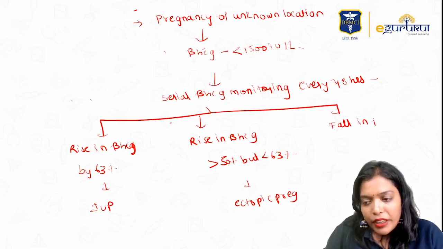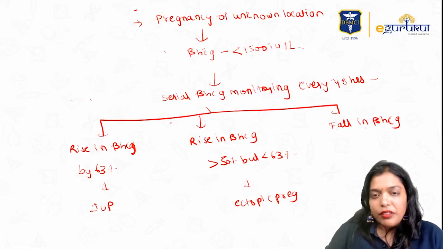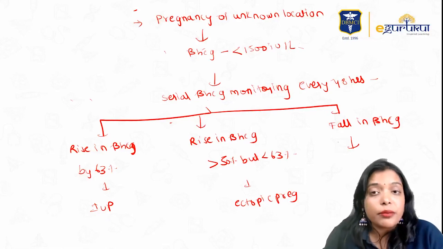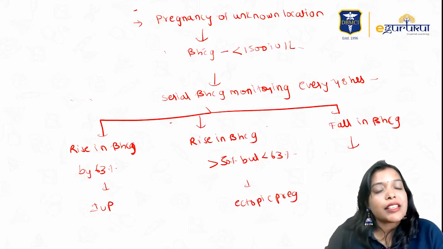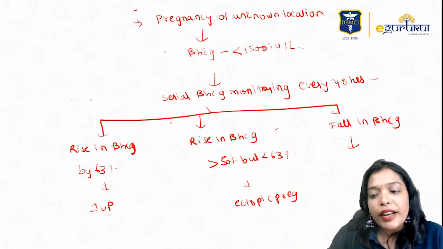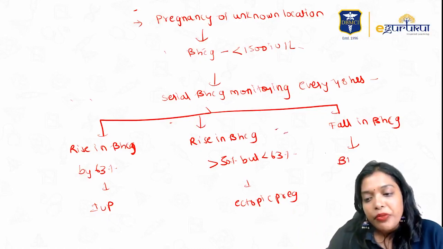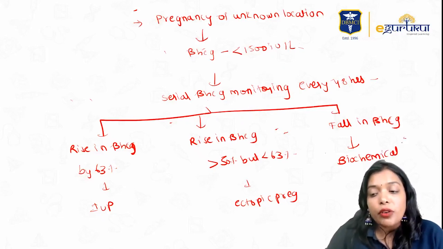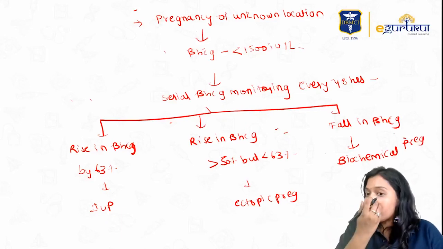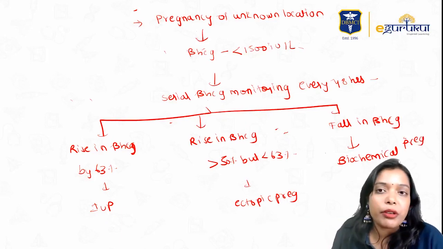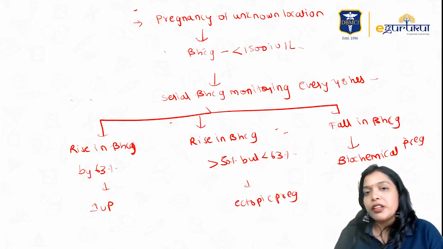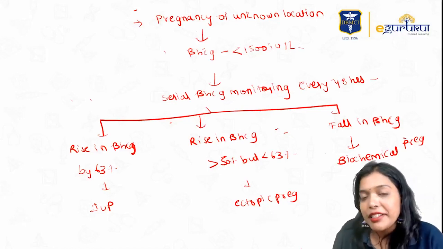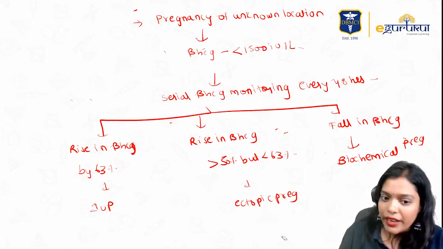And if there is a fall in beta HCG, then it is a missed miscarriage. But here the gestational sac is not at all formed. So this is called biochemical pregnancy. It is a pregnancy which is positive only on the beta HCG, but you don't have the actual pregnancy. When you have a biochemical pregnancy, you don't require to do anything, but ectopic you have to manage either medical or surgical depending on the other categorization.